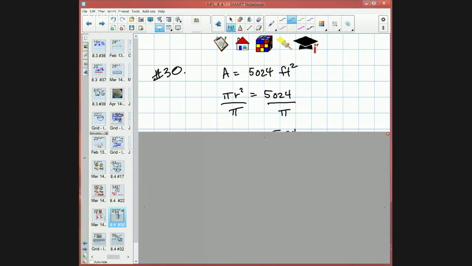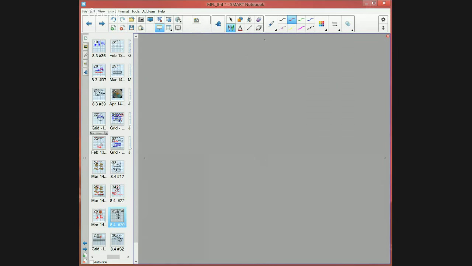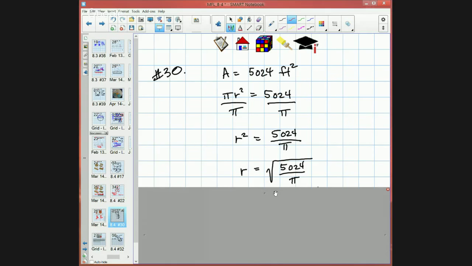Okay, so now it looks like this. The pi's cancel on the left. We got r squared equals 5,024 divided by pi. And then we got to get the r, so we got to take the square root. And then we got the radius. But we have to double that, don't we?